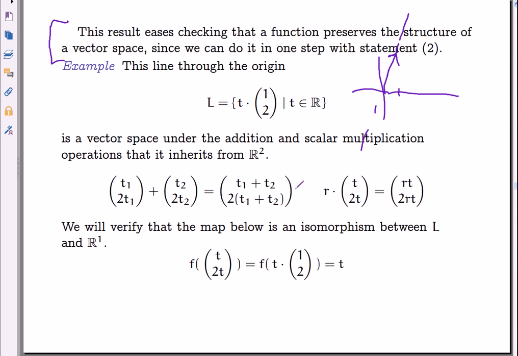All right, now we're going to define a mapping as follows. f of (t, 2t), which is on L, we can also write that as f of t times (1, 2), and we'll say that that's equal to t. So if I have a scalar multiple of (1, 2) here, I'm going to map that to the scalar multiple itself, which is actually an element of R1. And I want to show that this is an isomorphism.